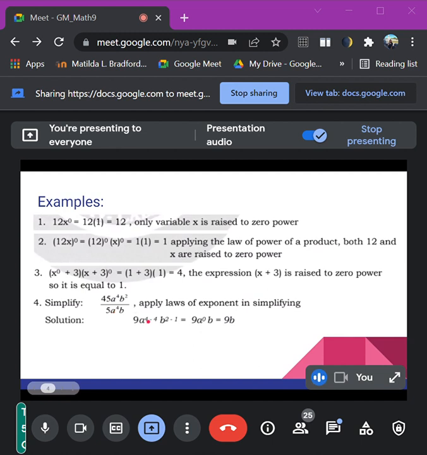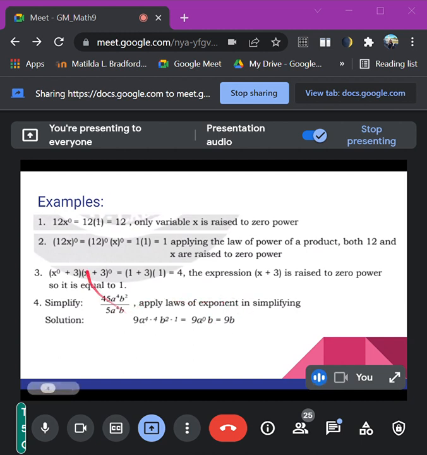While here you have b raised to 2 minus 1. So if we simplify it, you have 9a raised to 0 and then b. This is equivalent to 1, so what remains is 9b, because 9 times 1 is 9. And then b, you have there 9b.